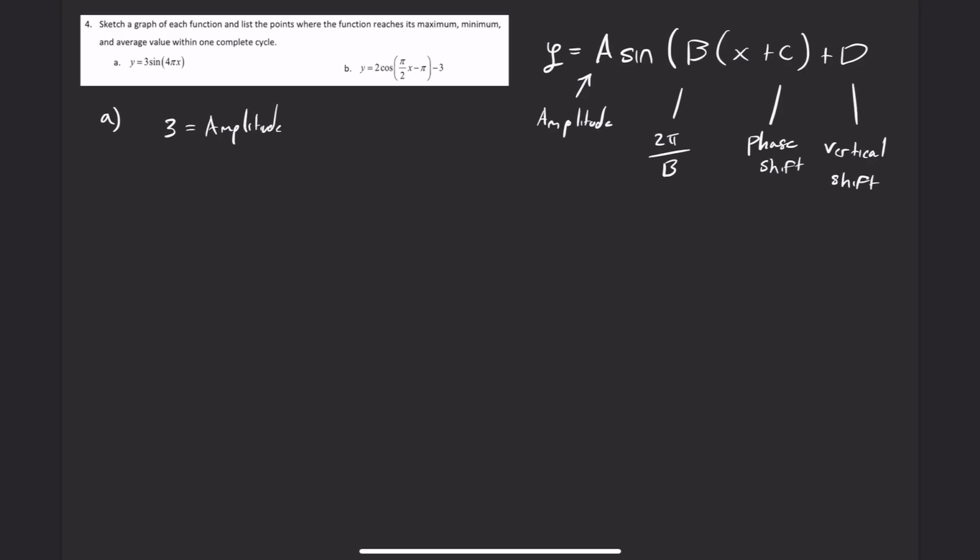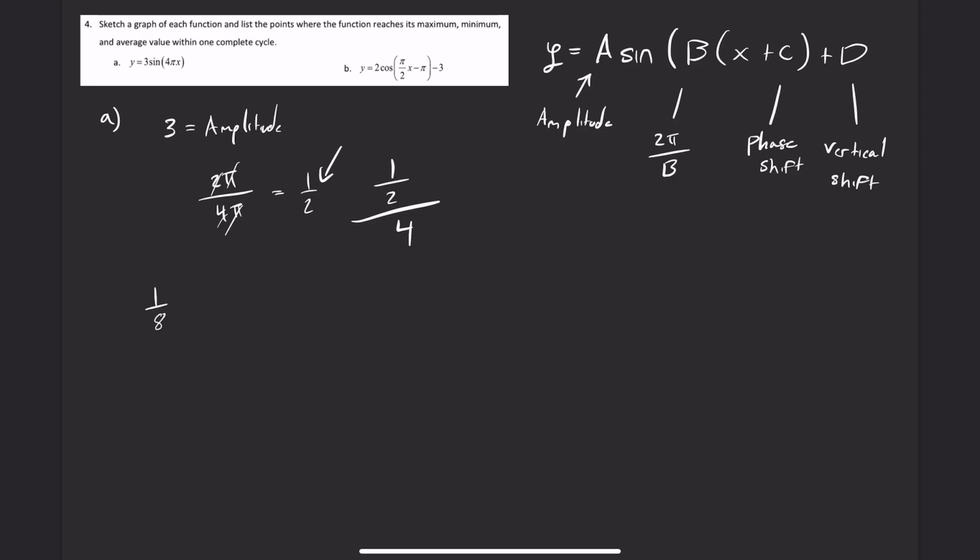So we're going to take the 4 pi as b, and we'll plug that into our formula, 2 pi over b. And plugging in 4 pi, we see that pi will cancel, and then we'll be left with 1/2. So that's our period, 1/2. Okay, so now what you want to do to graph functions like these, you want to take your period and divide it by 4. This way we'll get 4 even spots to graph. So if we divide it by 4, we'll get that it's 1/8.